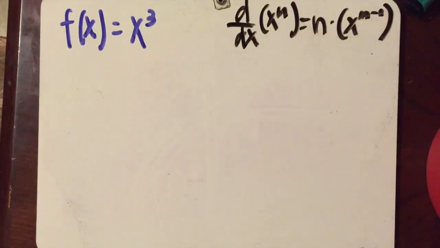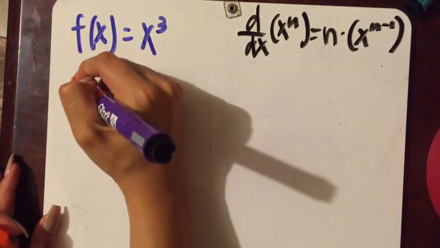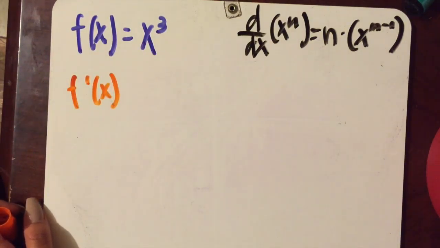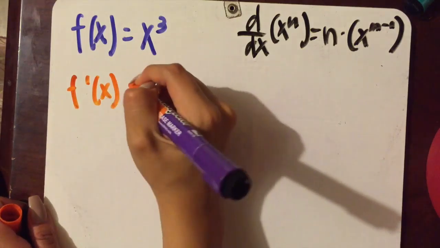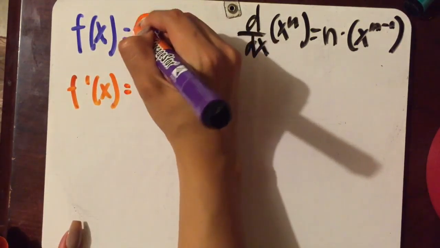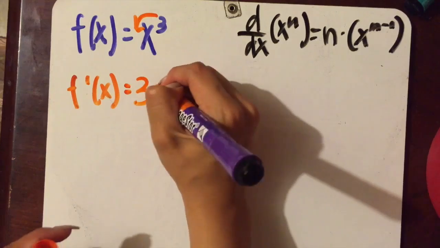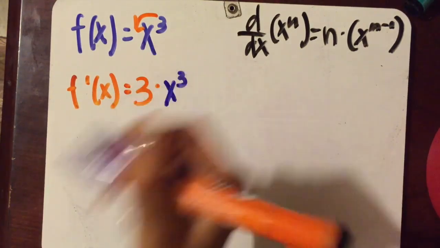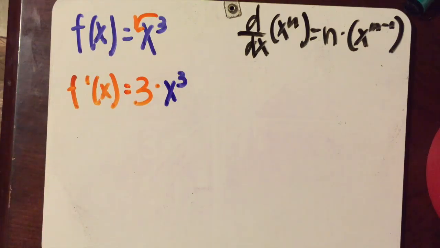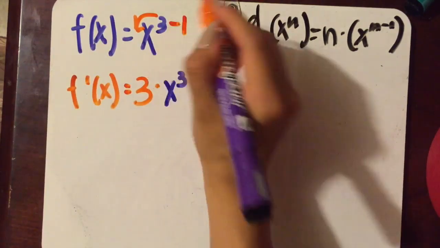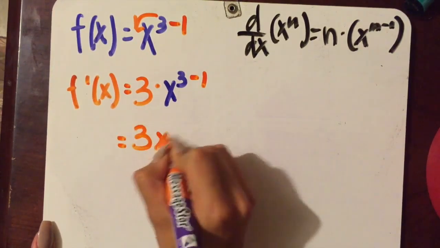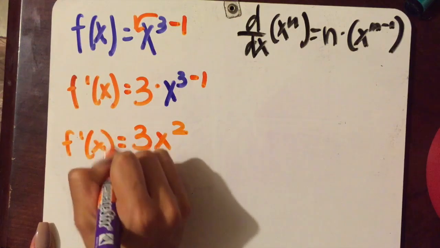Okay, now to apply it, we want to always write the prime because that represents that you're taking the derivative, so you won't get mixed up with any functions. So we bring down the 3, so it's 3 times x to 3, and you then subtract 1 from your power. So now you have 3x squared. So f prime of x equals 3x squared.